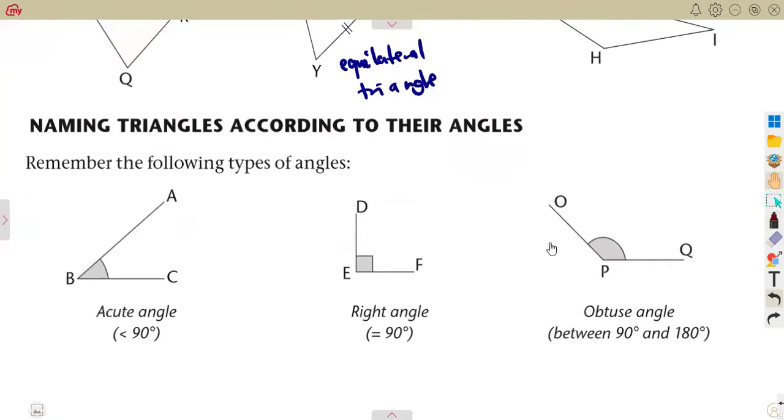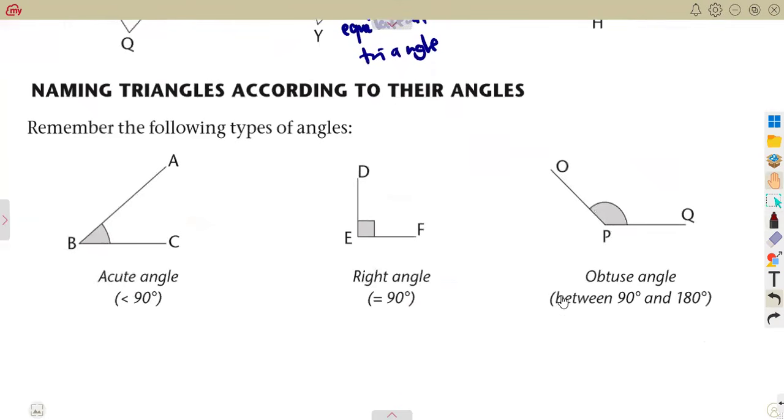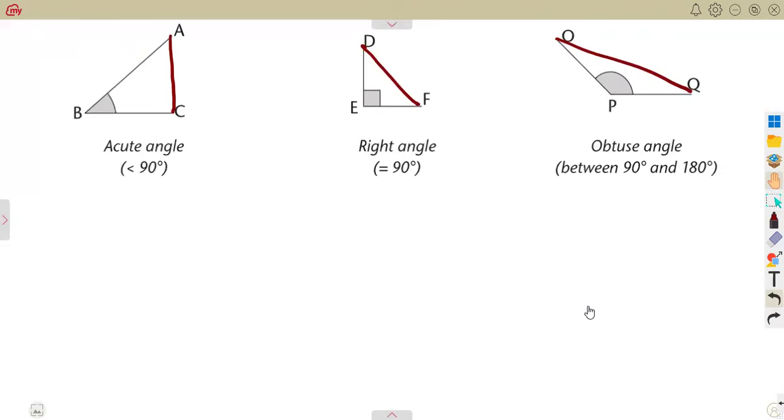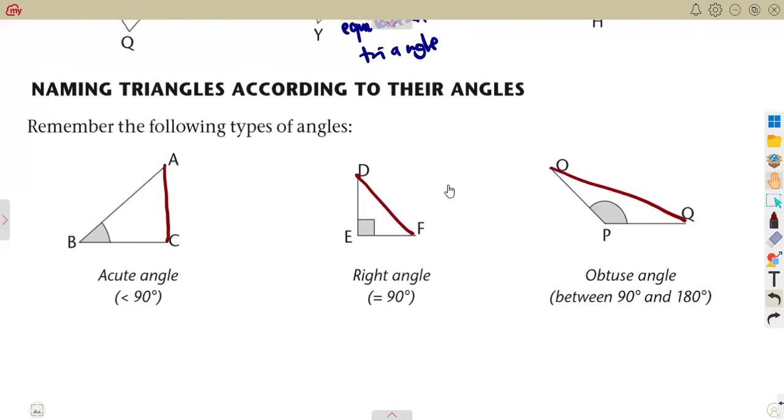Naming triangles according to their angles. This is the part where I was talking about the acute, whatever that you have. If a triangle is going to be like this, it's going to be an acute angled triangle. If you join it like this, it's going to be a right angled triangle. If you join it like this, it's going to be an obtuse angled triangle. So you must also be able to tell all that in your revisions.